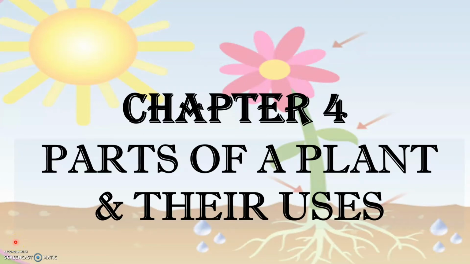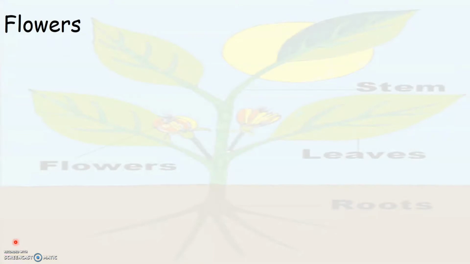From our previous classes, we have learned about two main parts of the shoot system. That is the stem and the leaves. So in today's class, we are going to learn about the rest of the parts of the shoot system. They are buds, flowers and fruits.